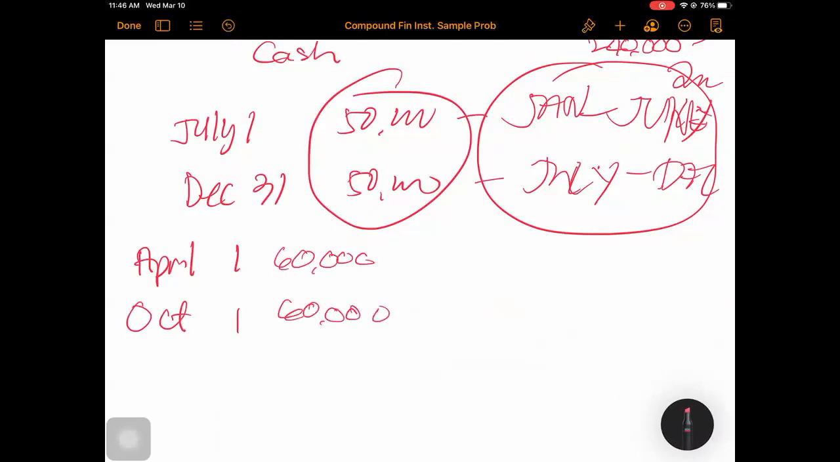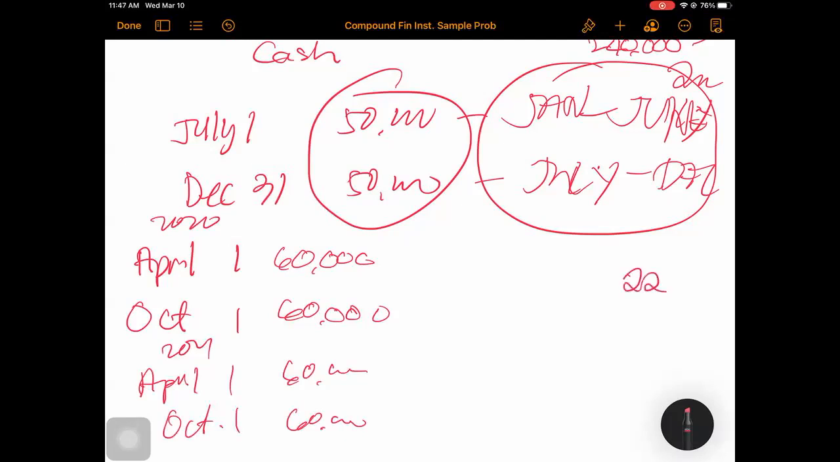You pay on the interest date. So let's say this is 2020. Once 2021 arrives, you start paying on April 1 and October 1, 60,000. The question now is, how much is your interest expense for 2020? This one is easy to compute because it is the same amount. But what if the amount is not the same, and you have an amortization table?